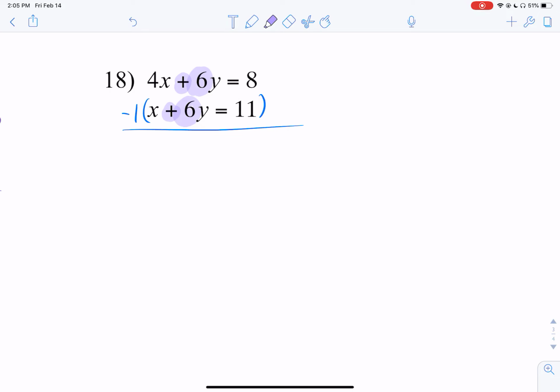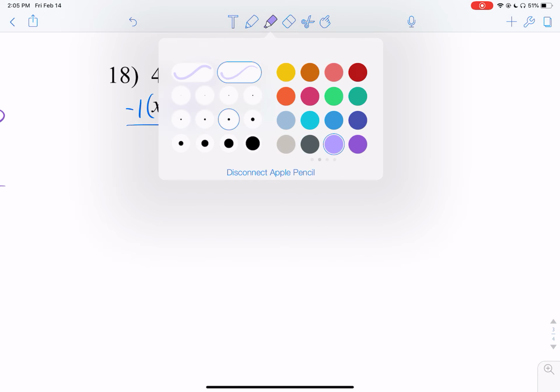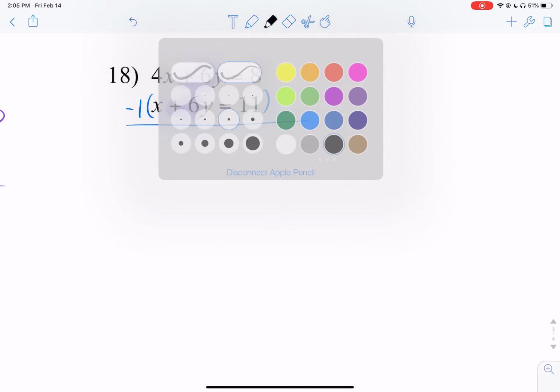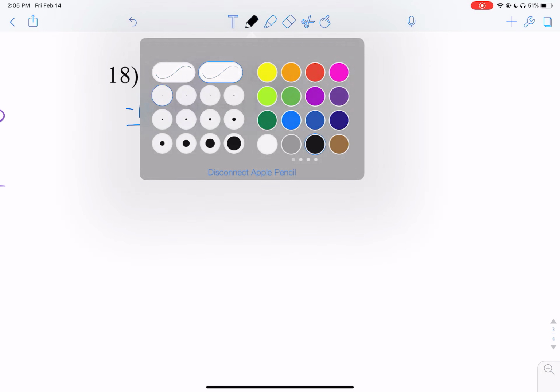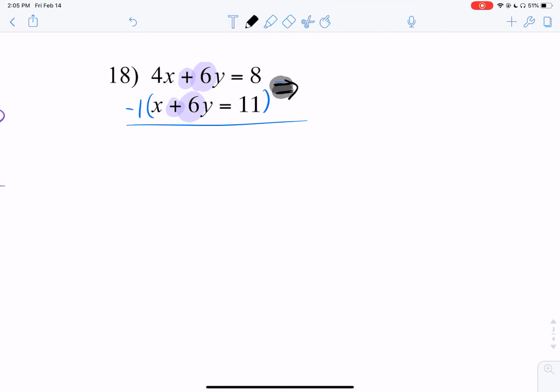But if I had one of them be negative, adding opposites, one positive, one negative, would again eliminate one of those things. So we're going to keep the top one the same. The top one is not going to change. So that's going to stay as 4x plus 6y is equal to 8. And the bottom one is going to become negative 1x, negative 6y, and negative 11.